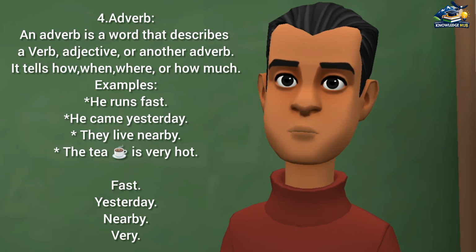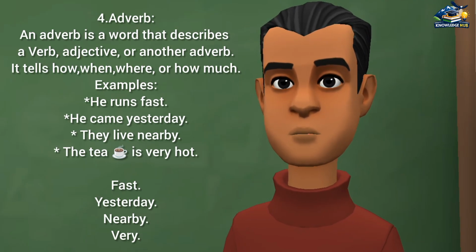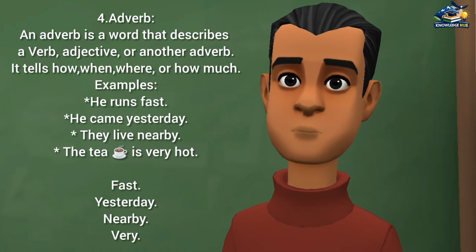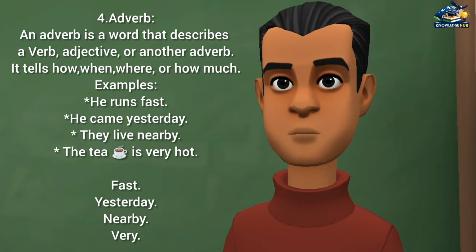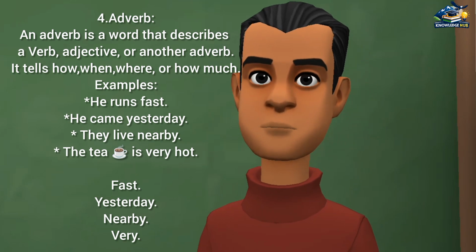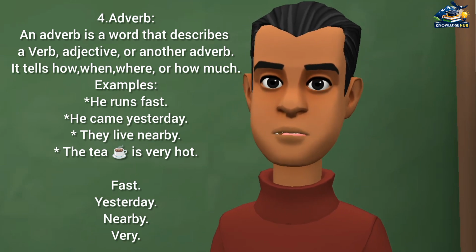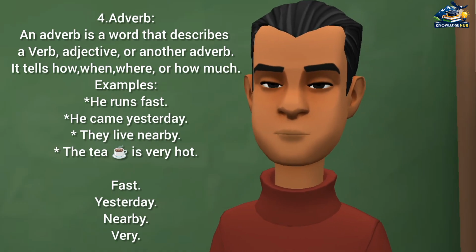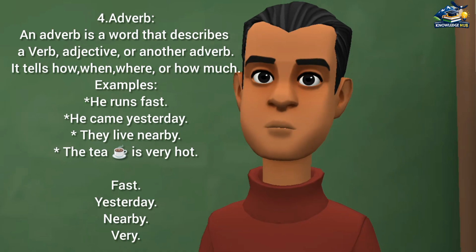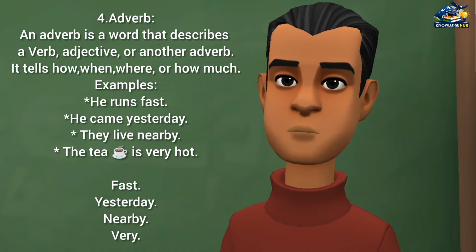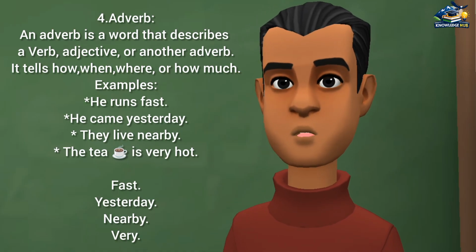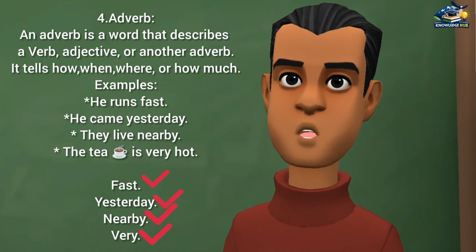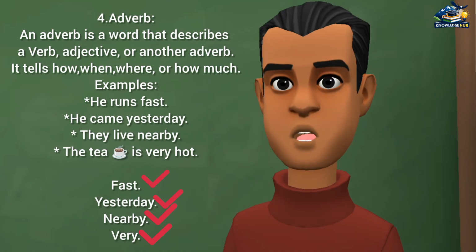Number 4. Adverb. An adverb is a word that describes a verb, adjective, or another adverb. It tells how, when, where, or how much. For example, 1. He runs fast. 2. He came yesterday. 3. They live nearby. 4. The tea is very hot. Here, fast, yesterday, nearby, and very are adverbs.